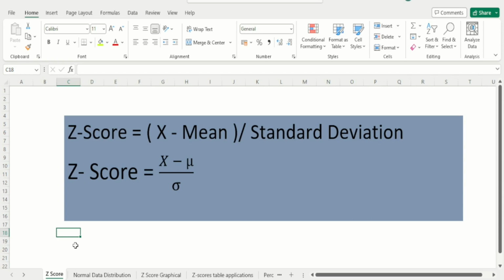Today's video is a continuation of the previous video on normal data distribution and the z-scores in Excel. This will also be our segue to an upcoming video on cumulative data distribution function in Excel. We'll begin with a quick recap of what is a z-score.